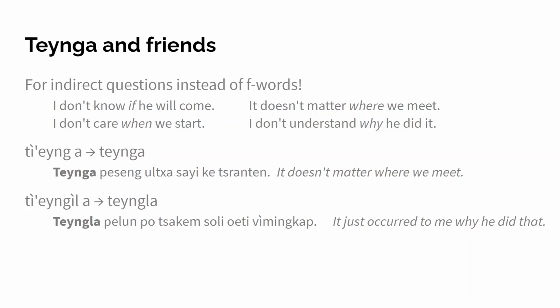The answer, which is why did he do this, occurred to me. Here we have the same reasoning like we had before fula. So what did occur to us? Yeah, why he did that. So it's the subject of a transitive verb, vinkap. And because we have an indirect question here, why did he do that? We use Teynga instead of Furia.